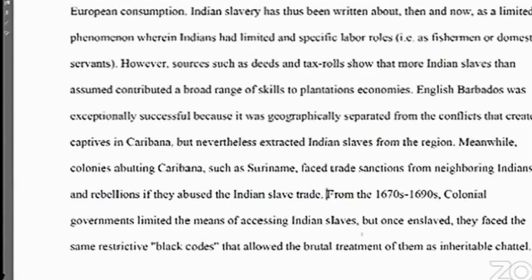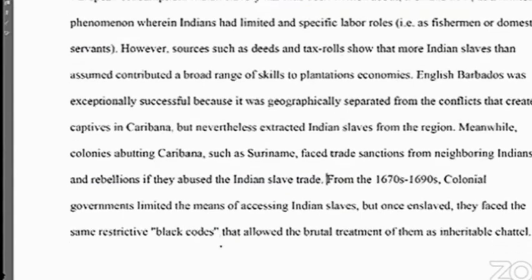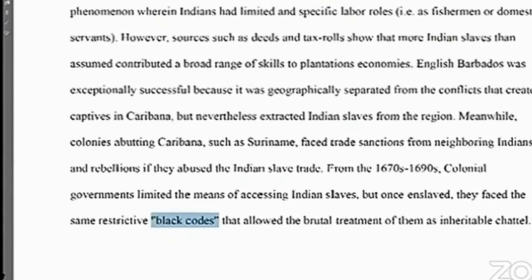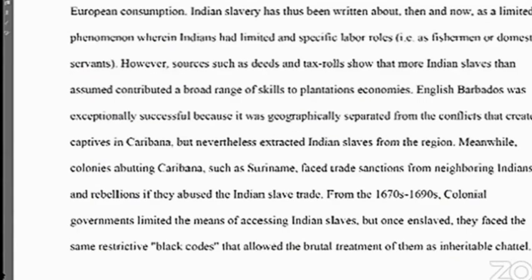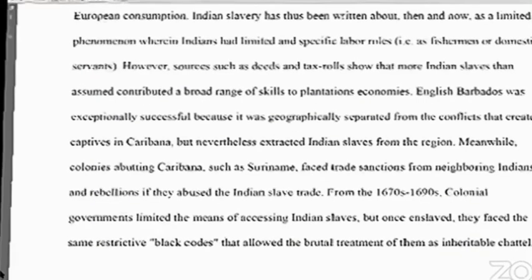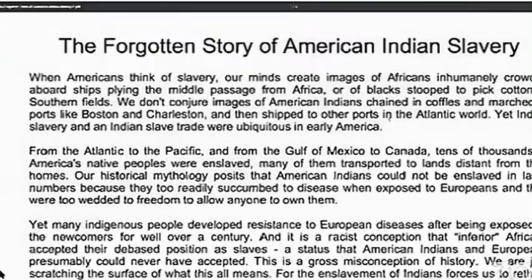From the 1670s to the 1690s, colonial governments limited the means of accessing Indian slaves, but once enslaved, they faced the same restrictive black codes. You hear this? Black codes that allowed the brutal treatment of them as inheritable chattel. All right, we're just talking about American Indians, not Africans.